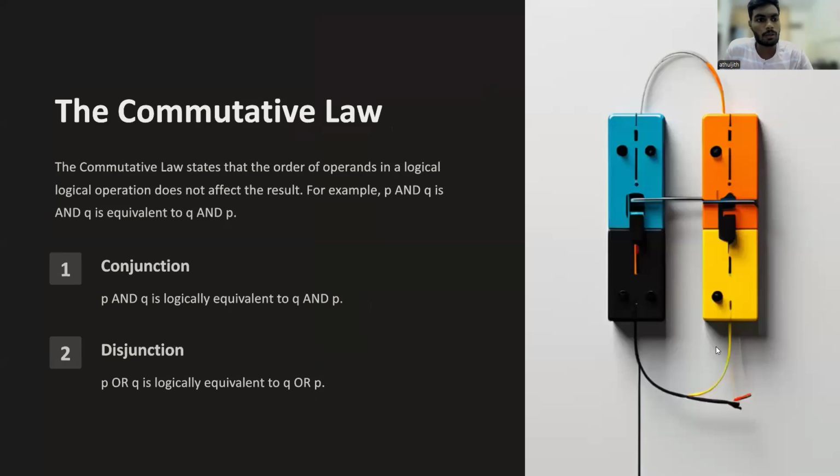The commutative law states that the order of operands in a logical operation does not affect the result. For example, P and Q is equivalent to Q and P. Conjunction: P and Q is logically equivalent to Q and P. Disjunction: P or Q is logically equivalent to Q or P.